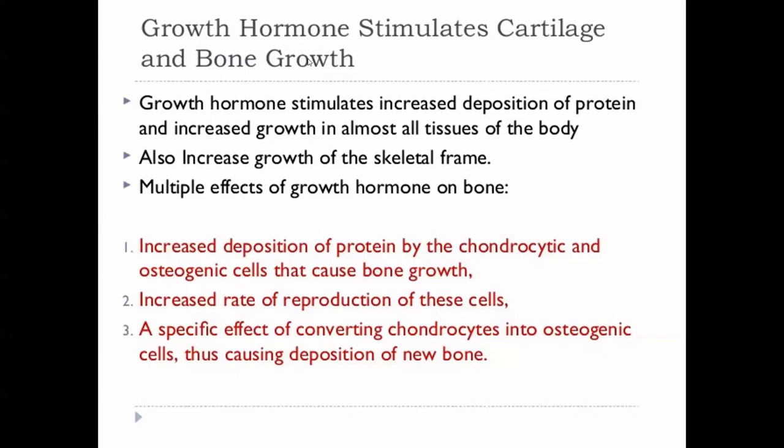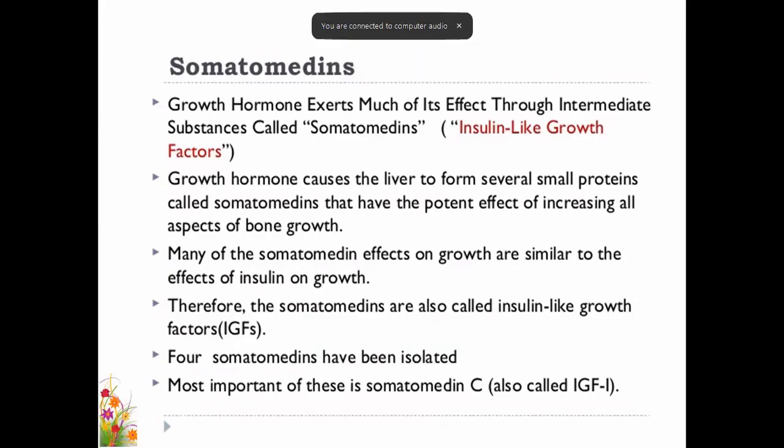One intermediate substance is called somatomedins, and the growth hormone is stimulating the liver, causing the liver to form these small proteins that have an effect on bone growth. And the function of somatomedin is nearly the same as the function of insulin. That's why somatomedins can also be called insulin-like growth factors.